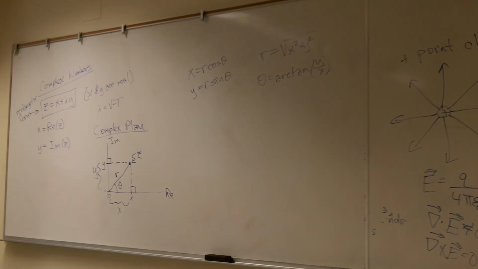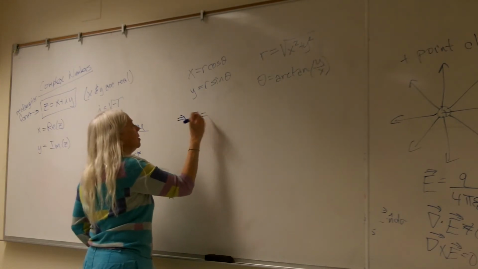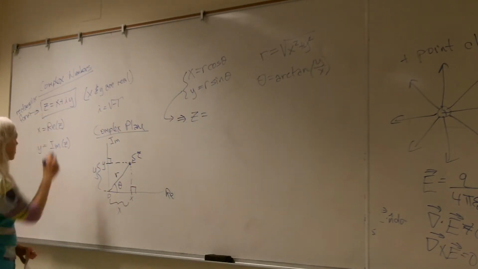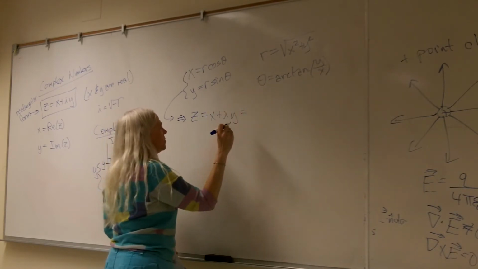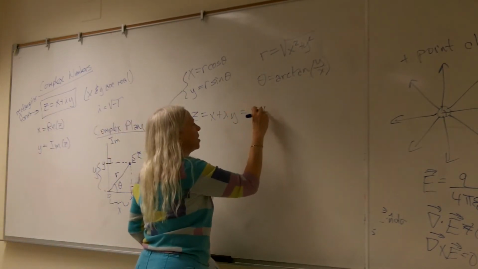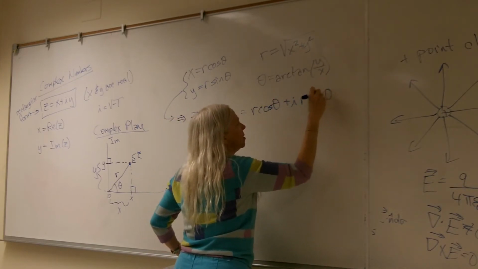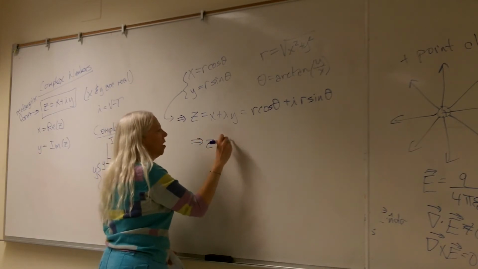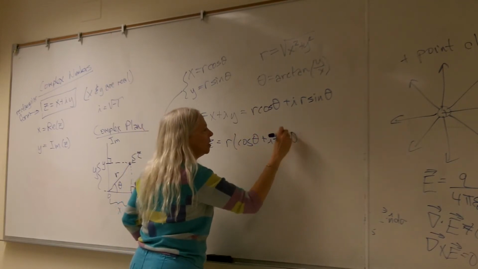Okay? So anyway, it looks like if I substitute these right here into the expression for z as x plus iy, right, for x, I'm going to substitute r cos theta, and for y, I'm going to substitute r sine theta. So it looks like I can write z as r times the quantity cosine theta plus i sine theta.